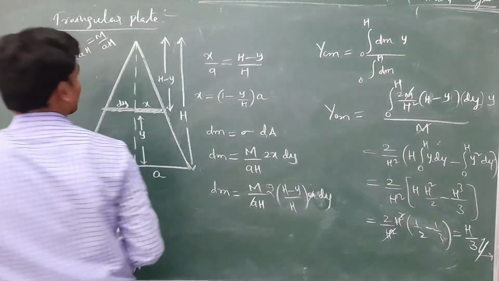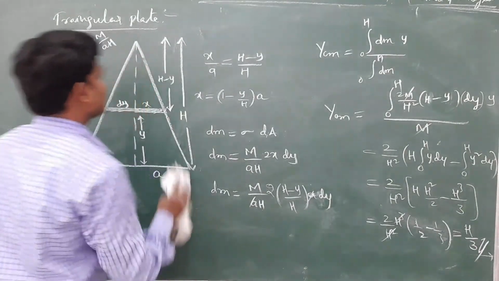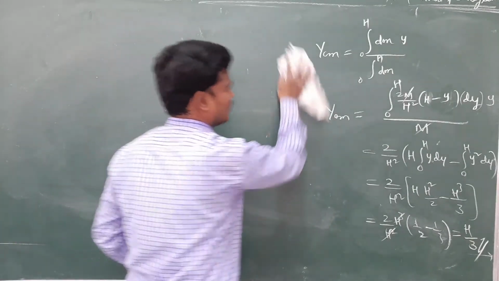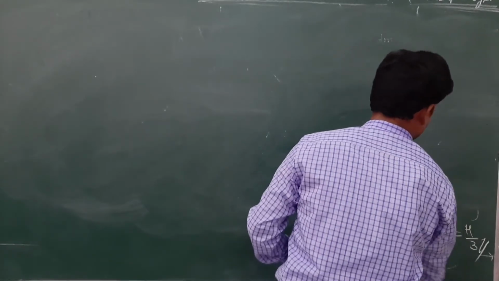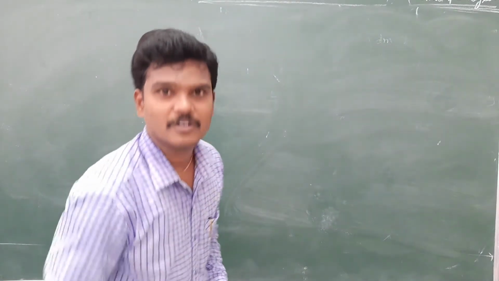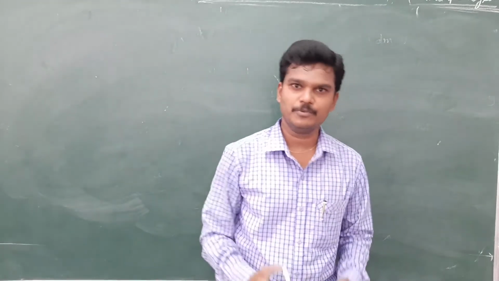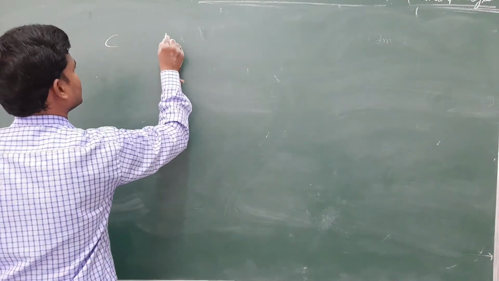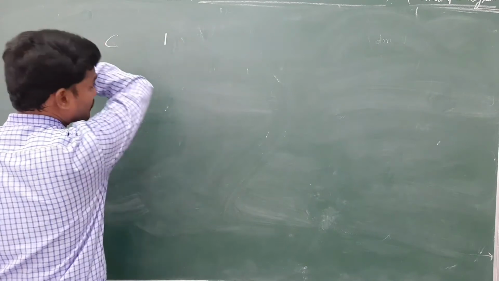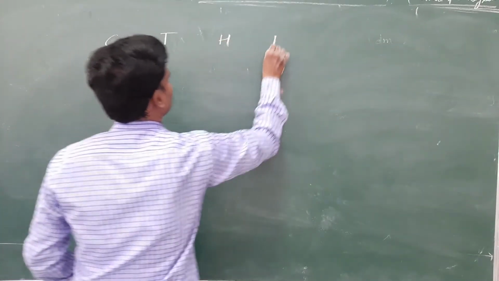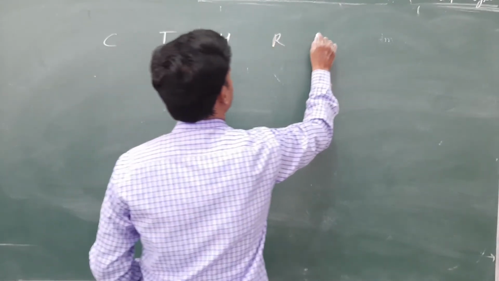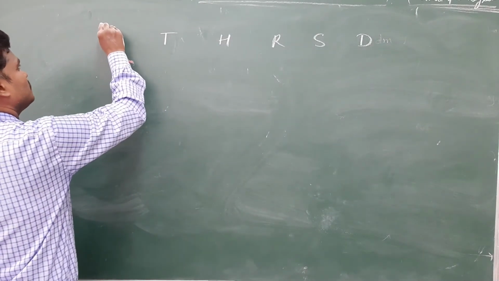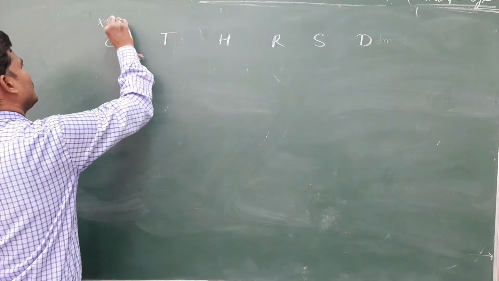Now let us see how to remember all these formulas in a simple way, in one table. Let me use one code, which I hope will help you a lot. Let me write the code: C, T, H, R, S, D. C is for cone.